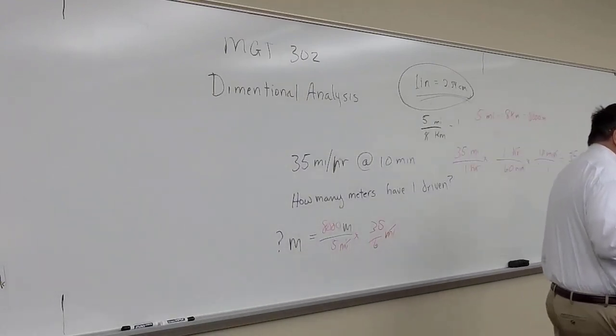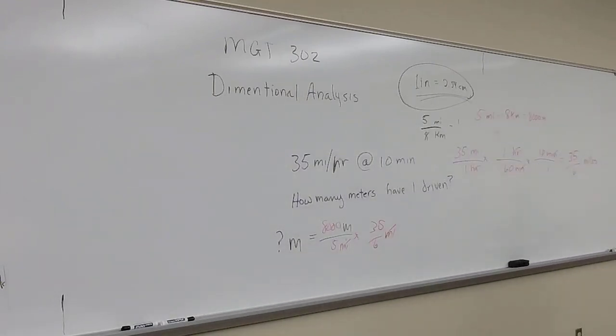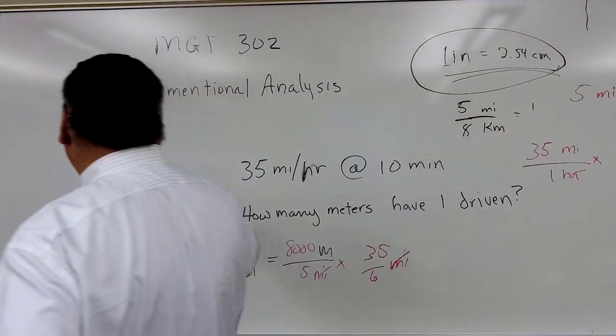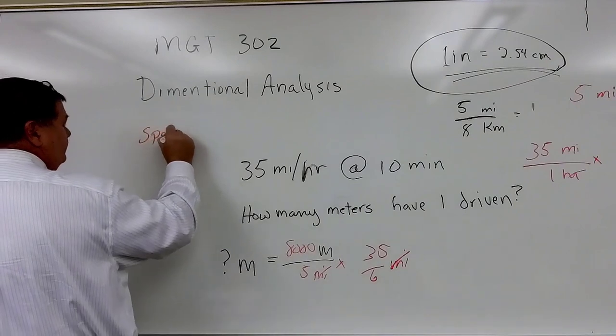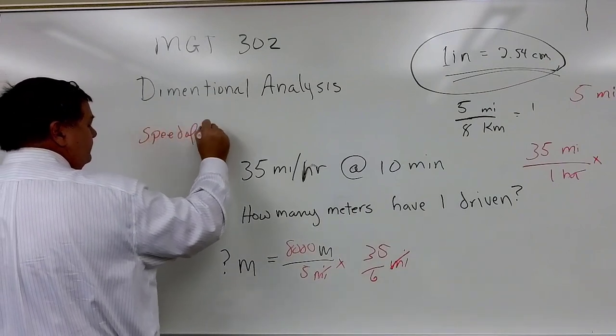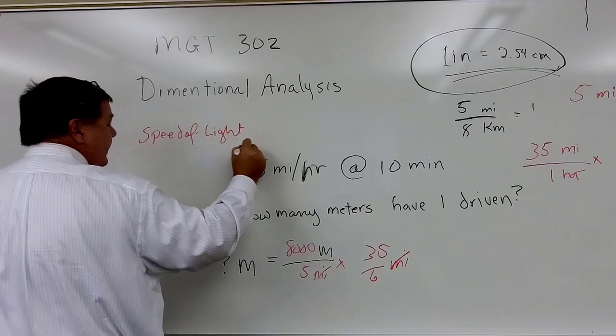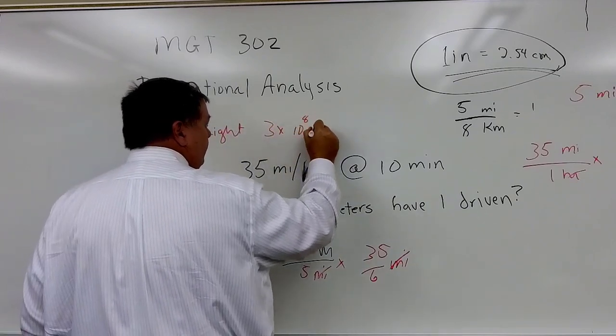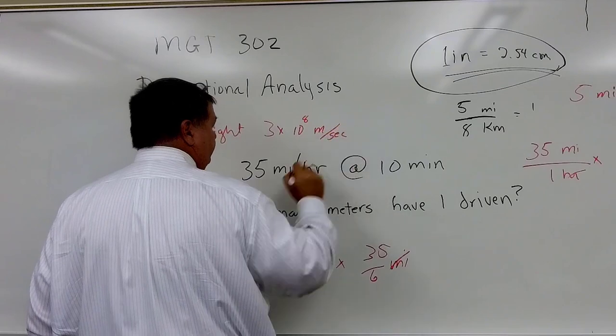What's a light year? Anybody know what a light year is? You've heard about it. Nearest star is how far away? How far light travels in a year. It is how far light travels in a year. It is not a speed, it's a distance. And it's actually the speed of light. Light travels at 3 × 10⁸ meters per second.